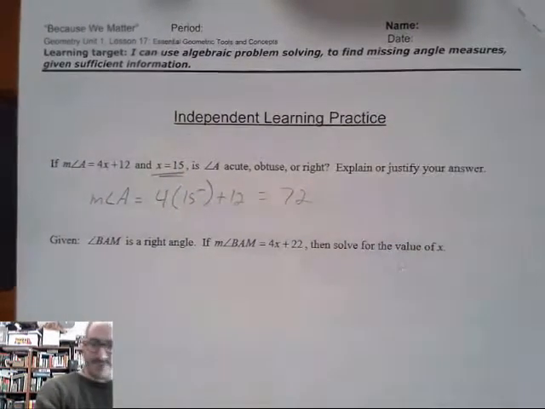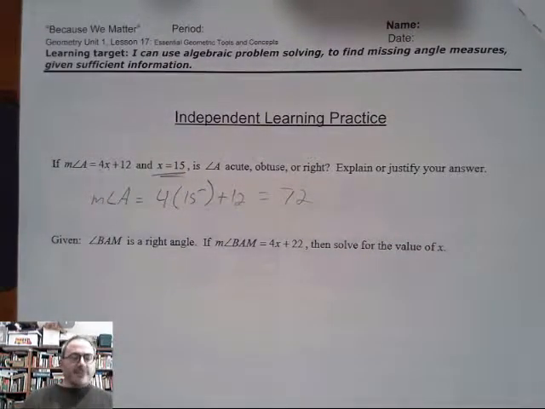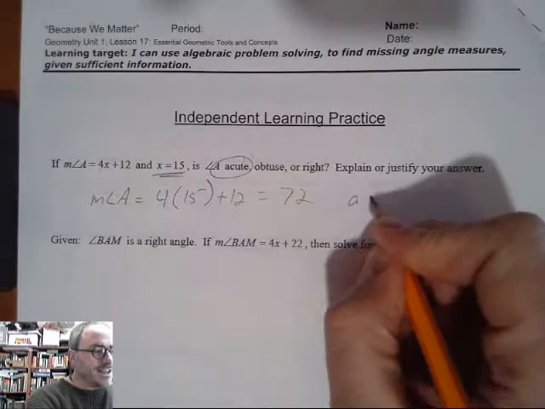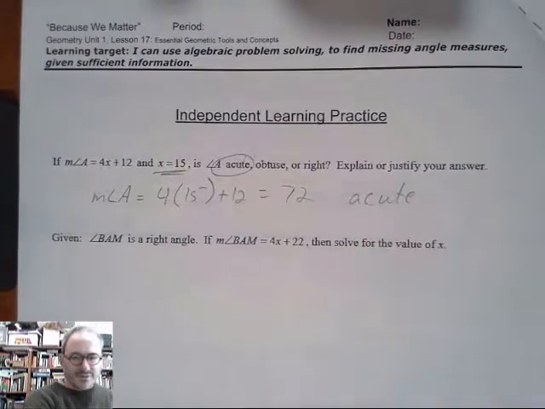Sorry about that. Is 72 less than 90? More than 90? No, okay. Hopefully we're all yelling out, it's less than 90. So which one of these? Do you remember which one is less than 90? Write it down. Acute. That's an acute angle. It's sharp. Okay?